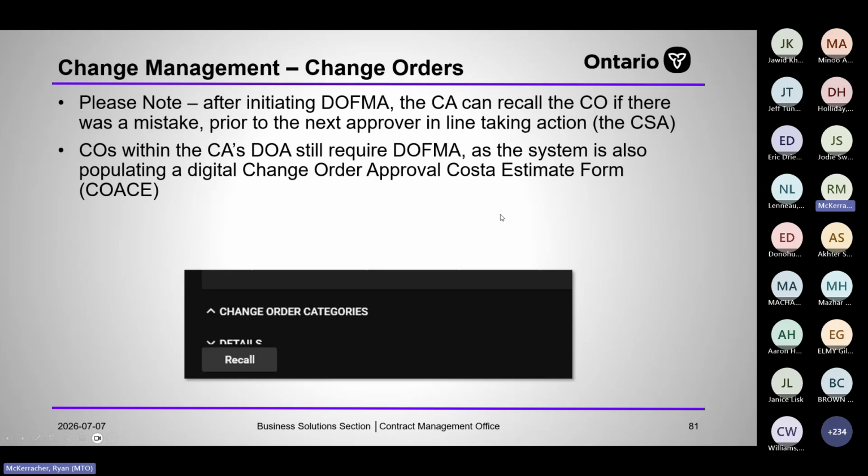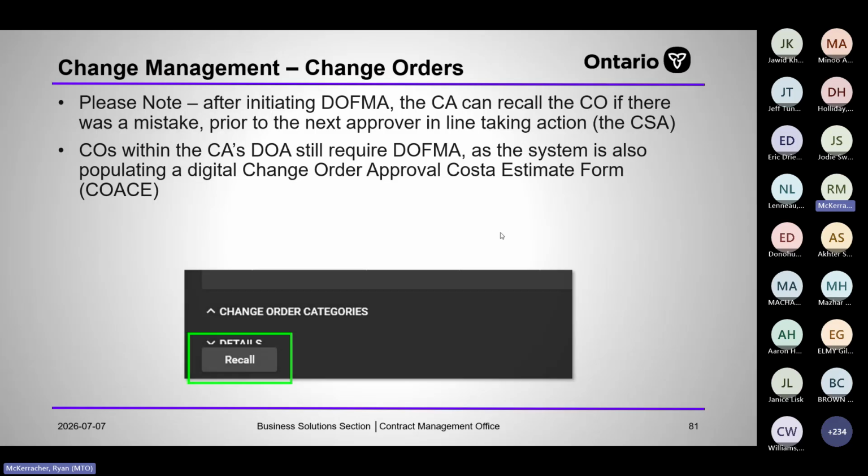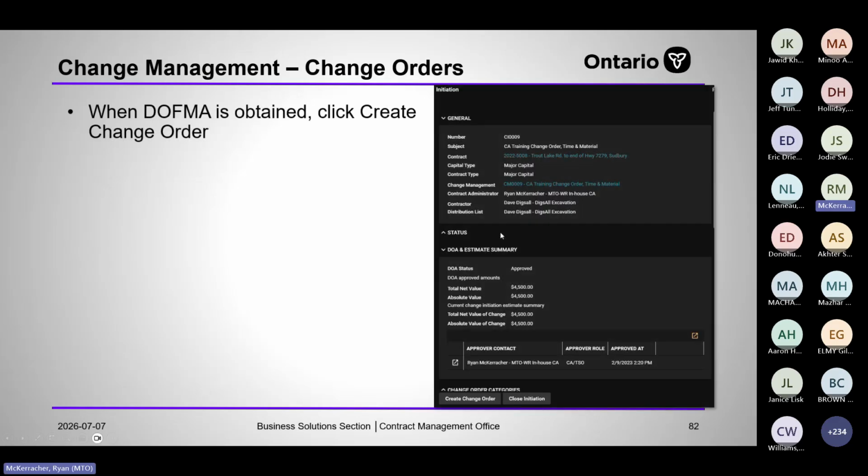So even if the change order is under 25,000, you still have to go in and approve it, like click approve and put your PIN in as a CA just to approve that. It's like signing your own change order, or signing your own COASE.